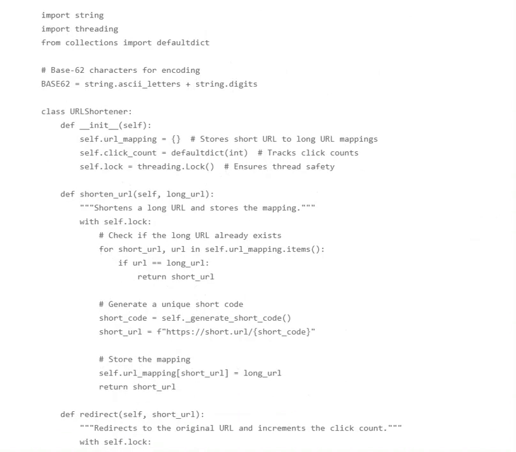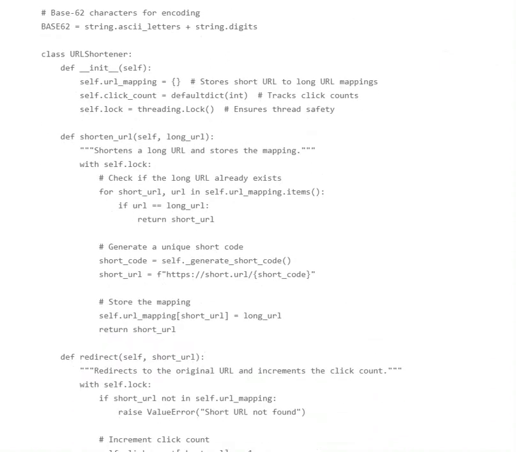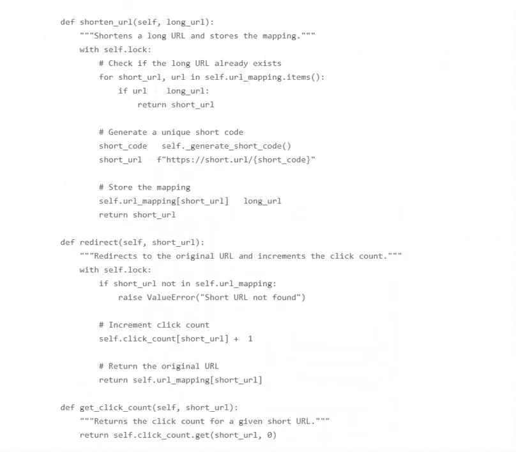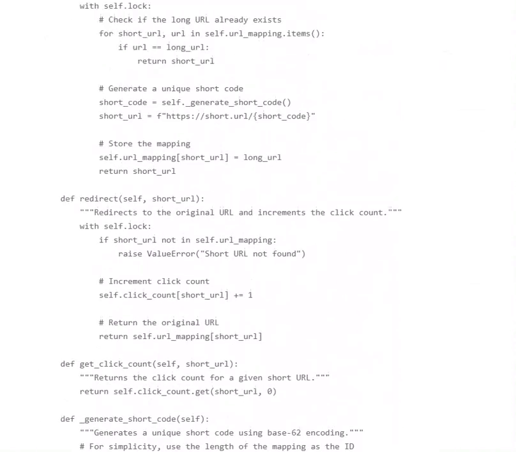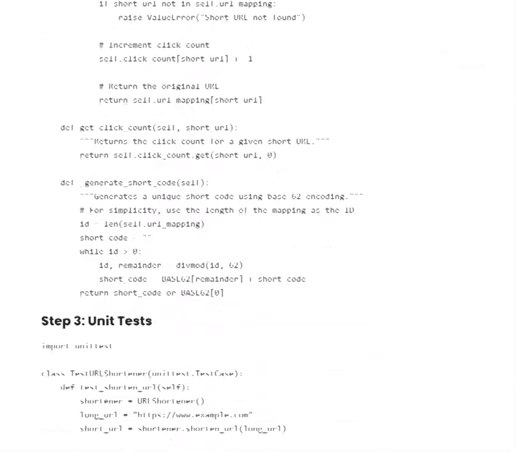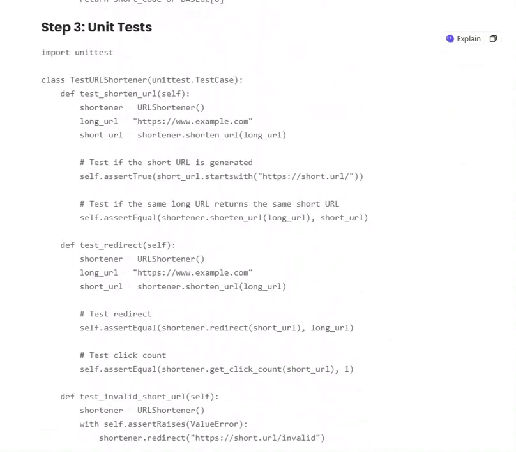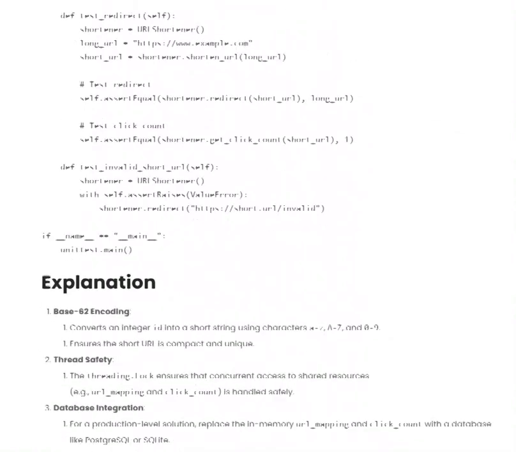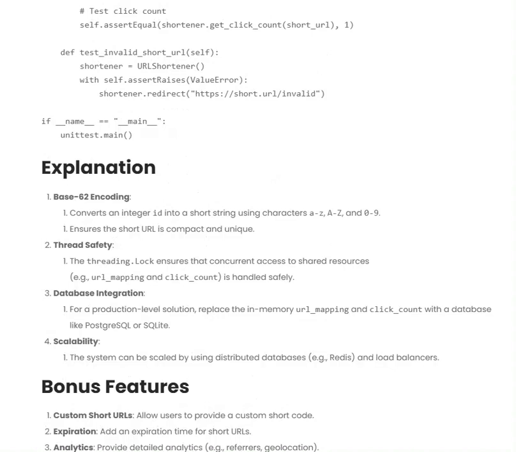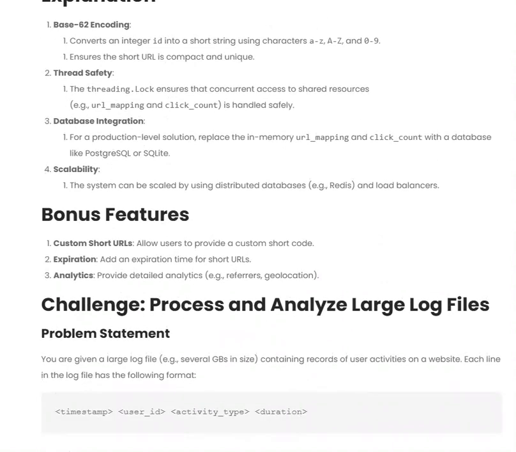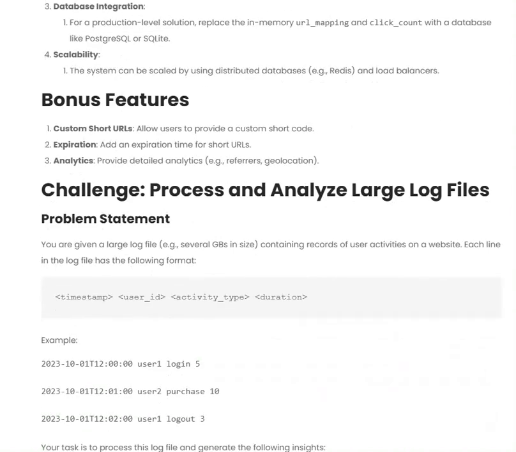Step 2, implementation. This is coding using Python, so please look at the code carefully, and if you find any error, please let me know. Also, step 3, unit tests. You will find the unit test code in here. Then the explanation: base 62 encoding, thread safety, database integration, scalability. You will get more bonus: custom short URLs, expiration, analytics.